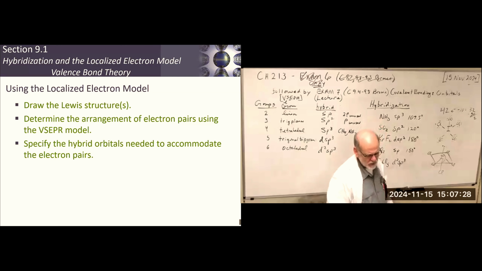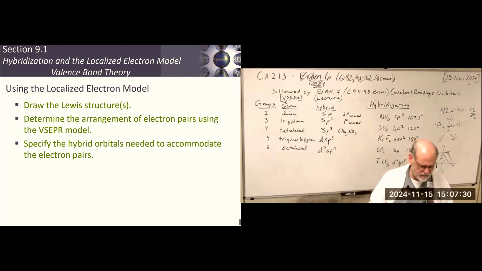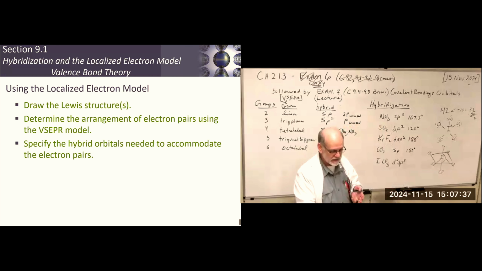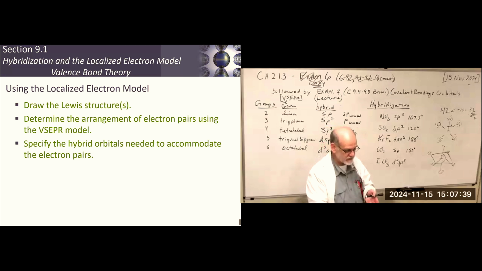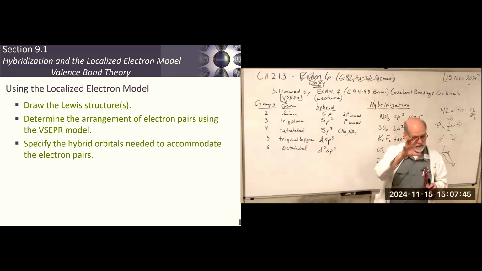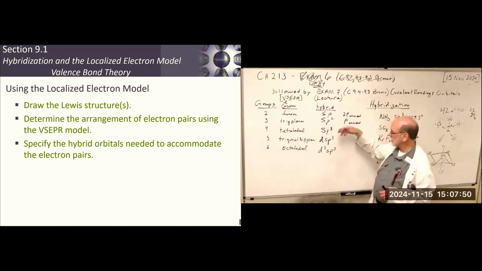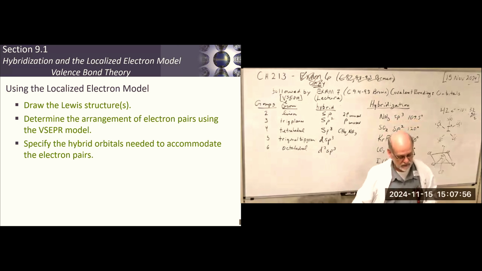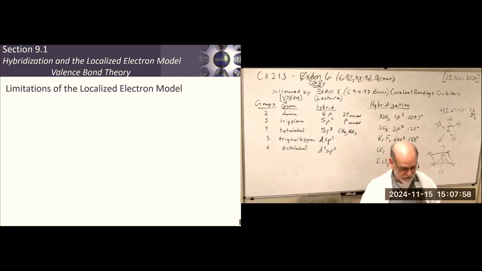All right. So using the localized model, these are just the steps. You still have to go draw the Lewis structure. The VSEPR tells you what the electronic pair geometry is. Specify the hybrid orbitals that give you that. Once you know how many pairs or groups are around the central atom, then you just look here. If there are two groups, sp, sp2, sp3, dsp3, and d2sp3. Really straightforward.